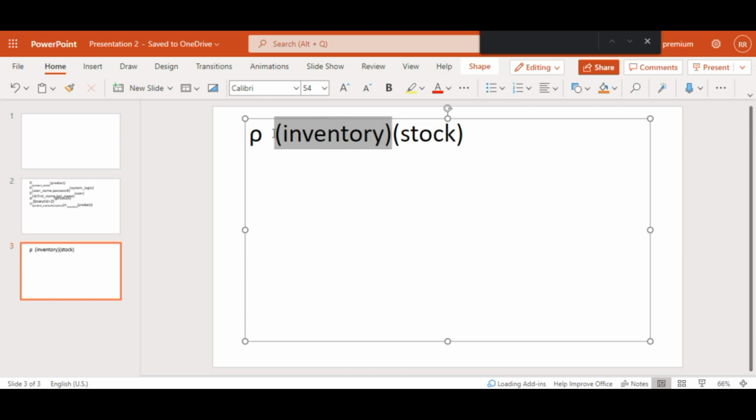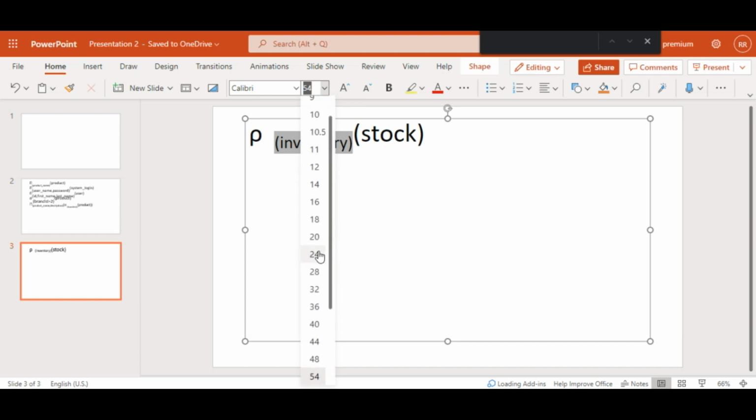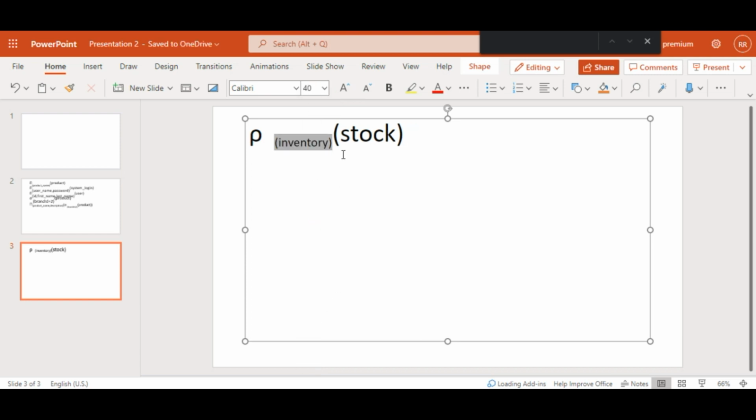And also we have to change the attribute, and I'm going to make this a subscript, and also change the font a little bit smaller like this, and change this a little bit to 48. Okay, so this is the answer for question 1. So we are changing the stock table name from stock to inventory.